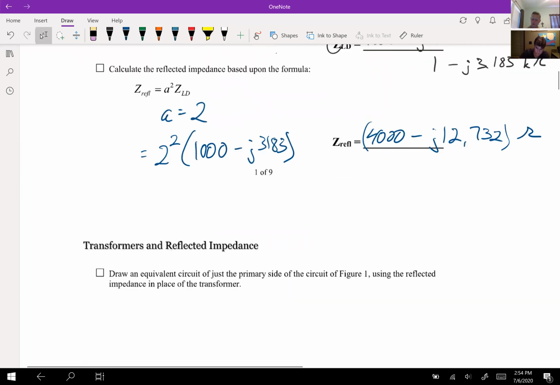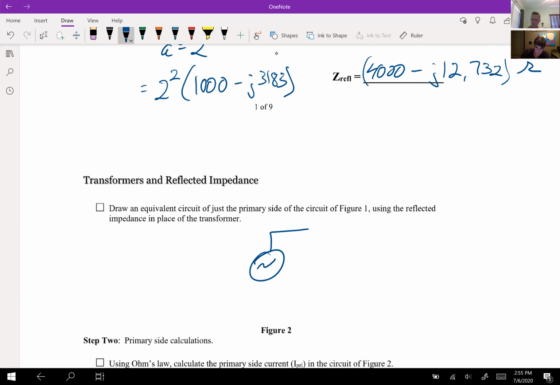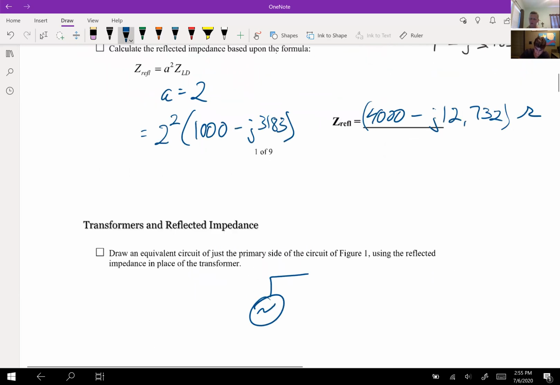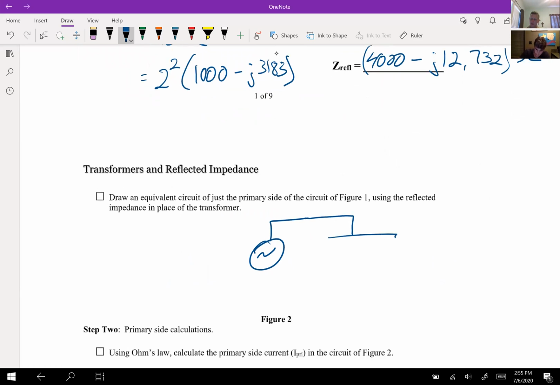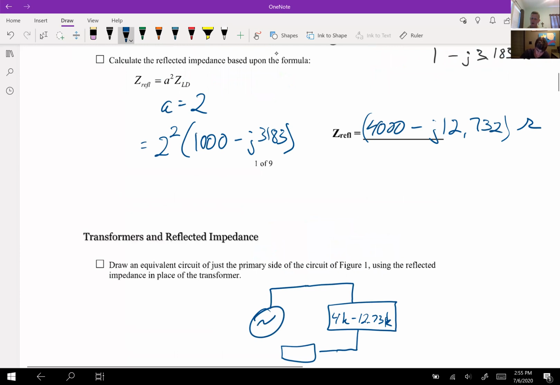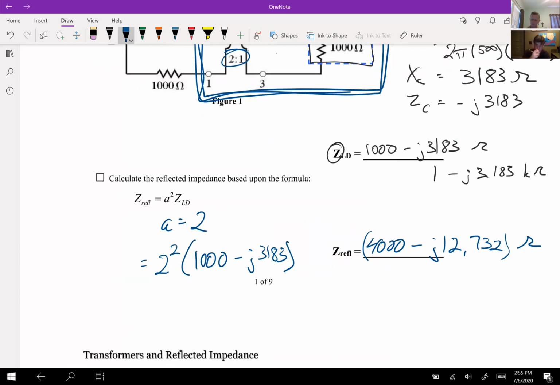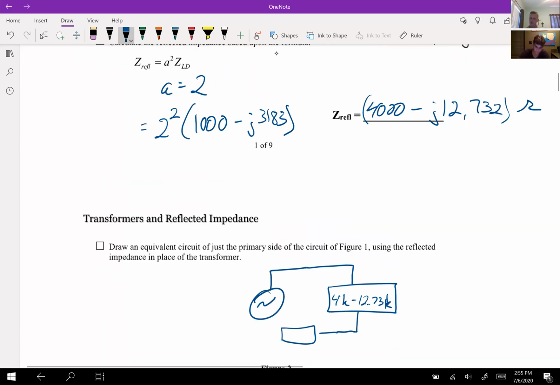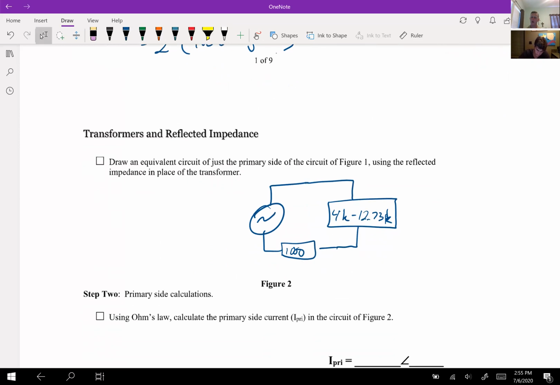Now it says to draw it, and almost every time that we have one of these transformers, it's beneficial to draw it. Is there anything in this line up here? Nope, nothing up top. Inside this box is 4K minus J 12.73K. And then down here, I could put it in a box or just draw a resistor, modeling the internal resistance of the line, so there's 1,000 ohms there. Another way that you could write that would be 1,000 minus 0J, 1,000 plus 0J, 1,000 angle 0. That would all mean the same thing. It means that this is purely resistive.